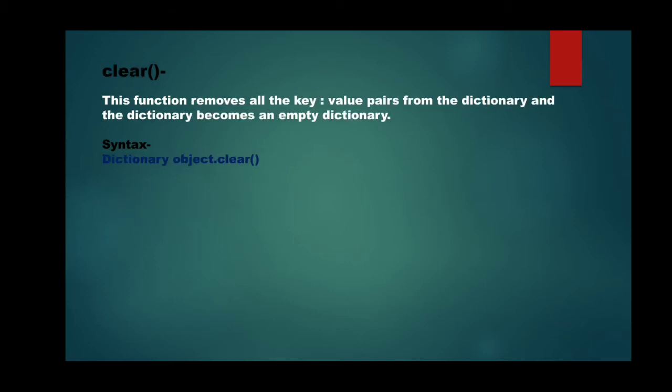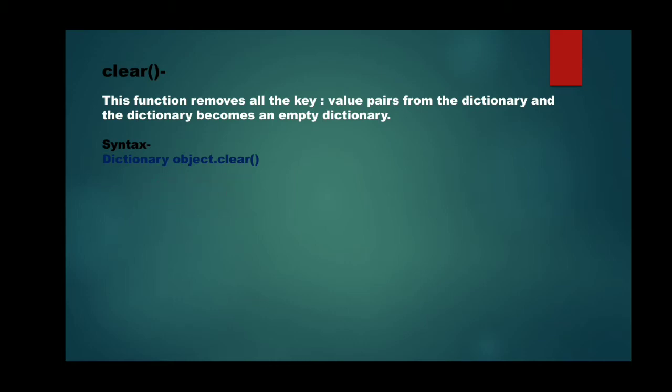The next function is your clear function. As the name suggests, this function is used to remove the entire content of the dictionary. But remember, this is not going to delete the dictionary object. This will only remove the content of the dictionary object, that means all the key value pairs in the dictionary. And how do we write it? The syntax is dictionary object name dot clear.